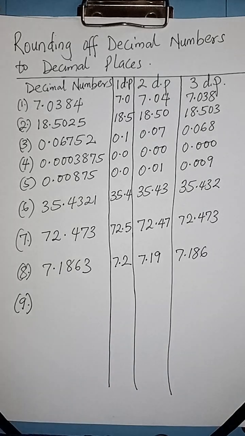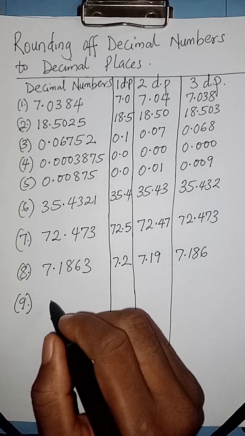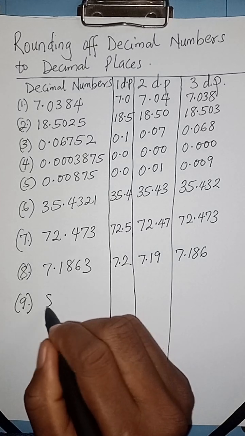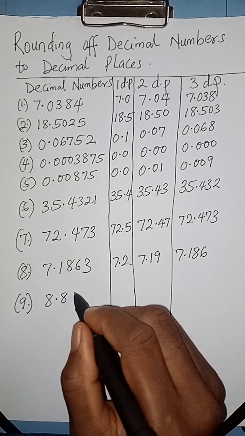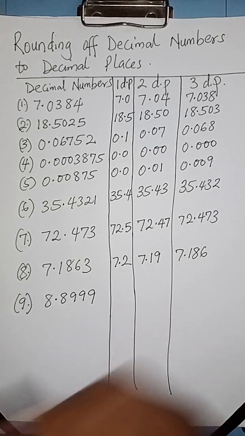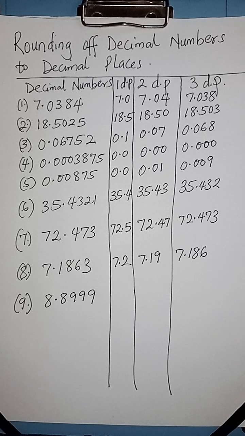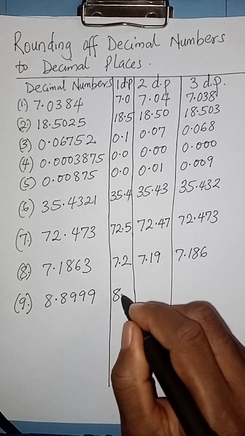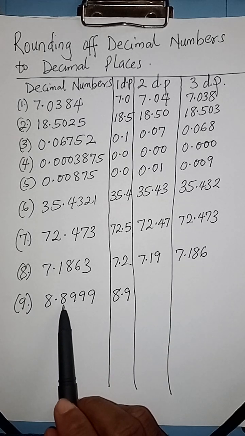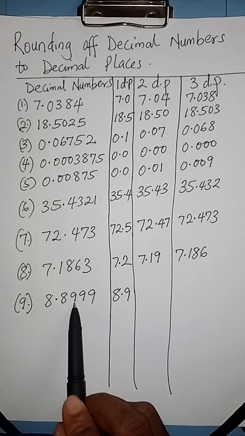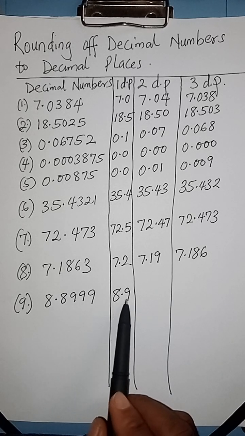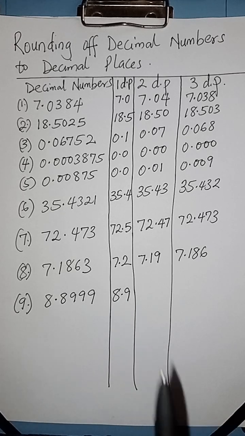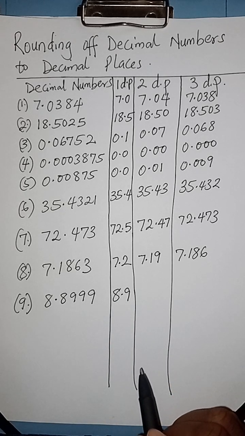Number 9. Let's do a tricky question. I have 8.8999. Let's assume I have a question like this. To one decimal place, that won't be a problem. 8.9. Because after 8, the digit is 9. And so since the digit is 9, you add 1 to 8, and that becomes 8.9. What about the two decimal places?